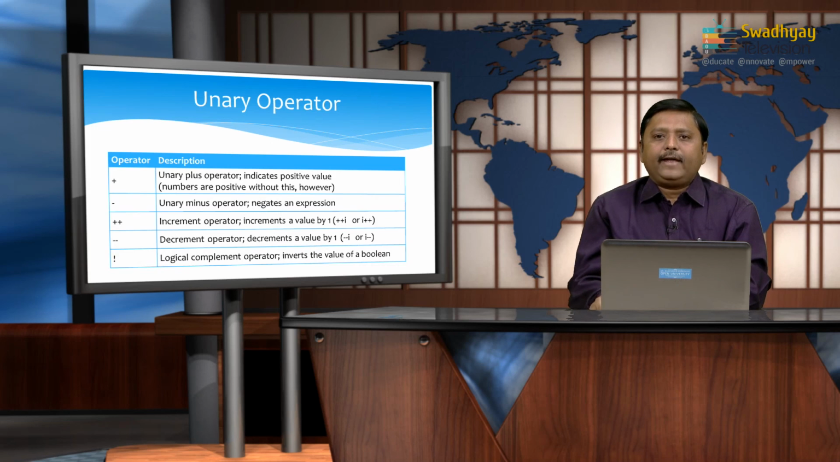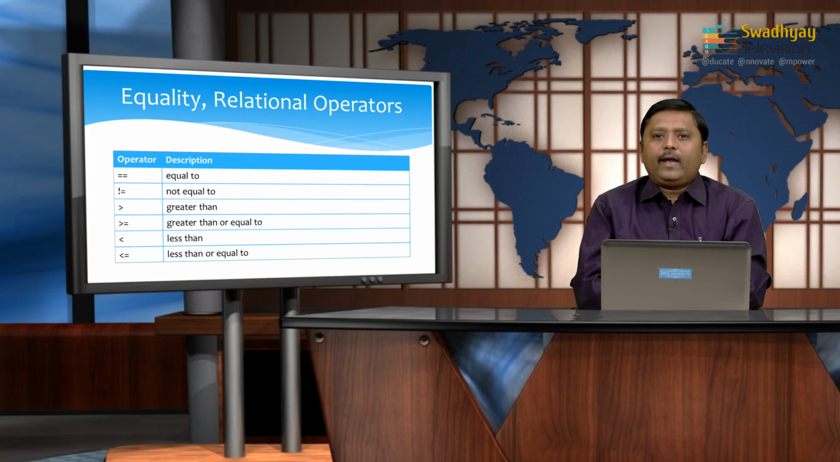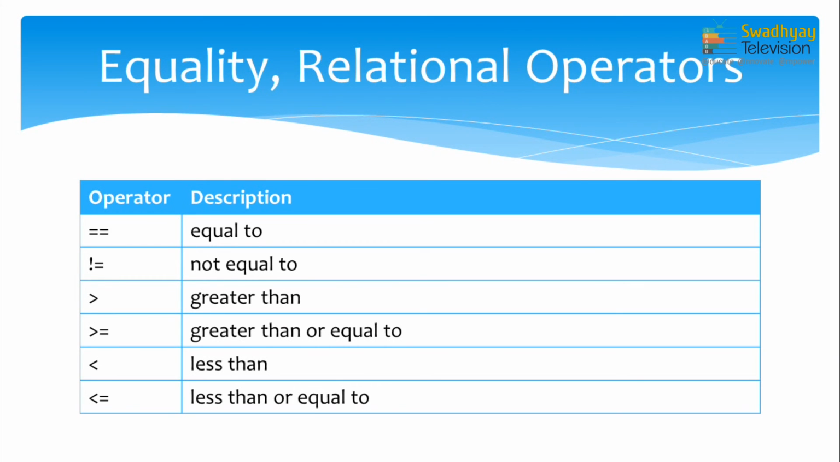Now, the next operators are the equality and relational operators. In a program we need to compare two values for equality or inequality, and greater than or less than. For that we have relational operators, because they establish the relation between two variables: which variable is larger, which variable is smaller, whether two variables are equal or not. That is why these are known as relational operators.